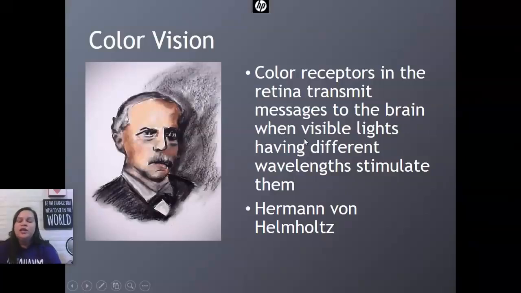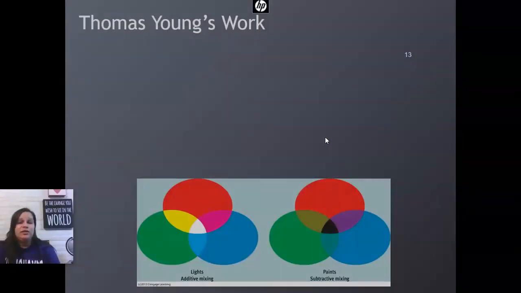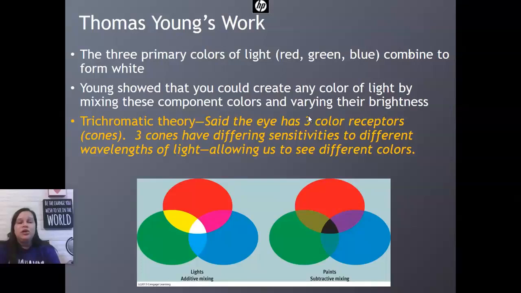Color vision: Hermann von Helmholtz was one of the first to recognize that we have different color receptors in our eyes, specifically in our retina, that are more sensitive to different wavelengths. Thomas Young identified what he called the trichromatic theory of color. He recognized that we have three primary colors, red, green, and blue, and if you combine those, they can form white. So he said we must have the same kind of light receptors in our eyes as well: three color receptors, the cones. If you recall, there were red cones, green cones, and blue cones, and each of those is sensitive to different wavelengths of light. That's how we see the different colors, through the combination of what each of those cones are seeing.